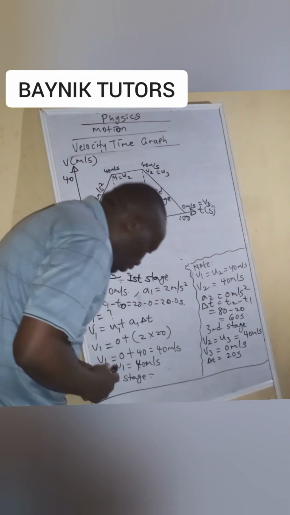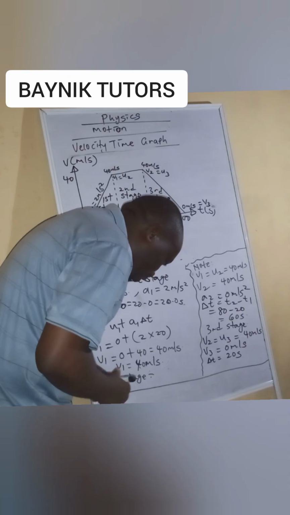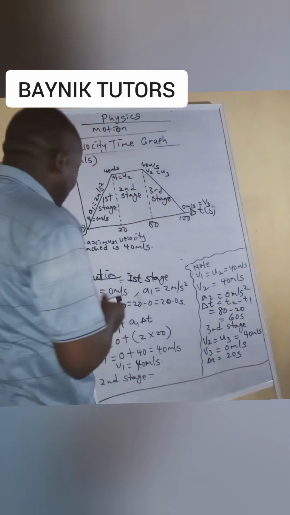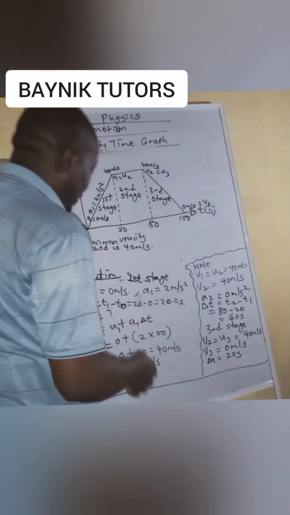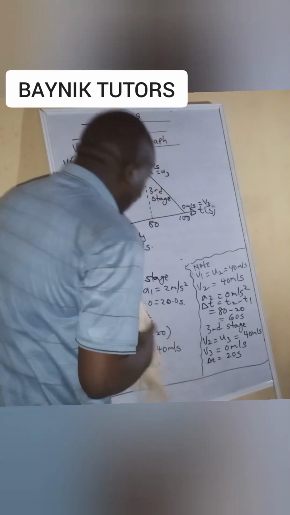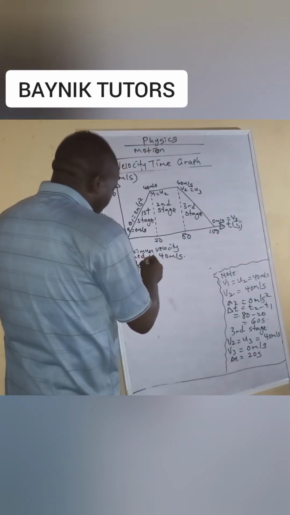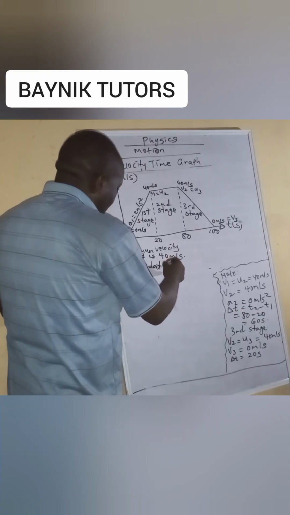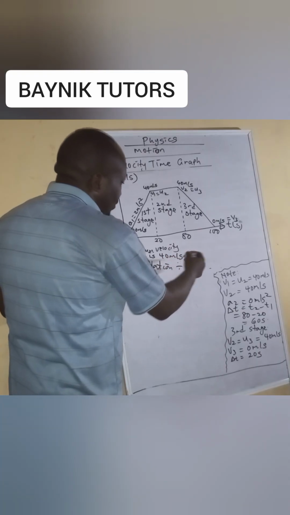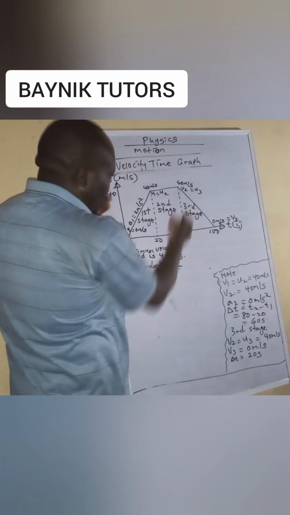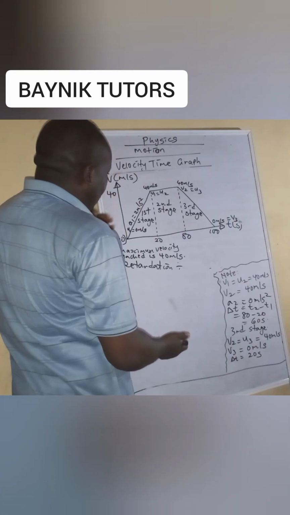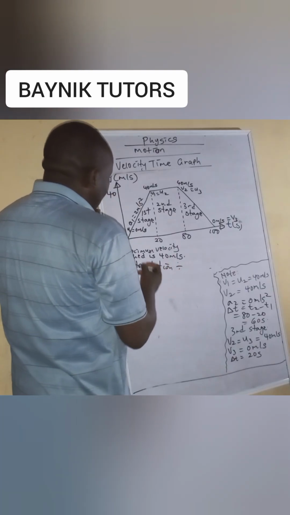Then lastly, we're told to find, okay, second to the last, the retardation. So we want to calculate the retardation here. Permit me to clean this. Retardation means deceleration, so it has to do with the second stage.